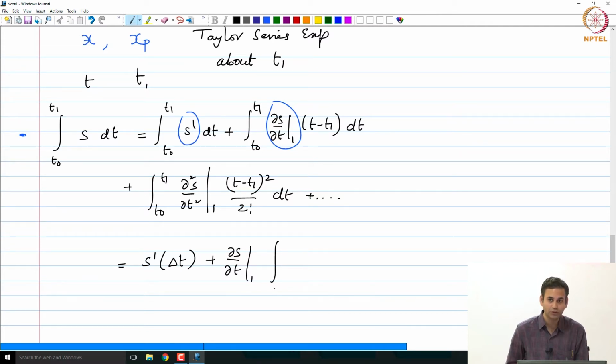Minus delta t to 0, and this would be some p dp, right. If I use some other variable, this would be okay, plus and so on. We will have some more terms here.